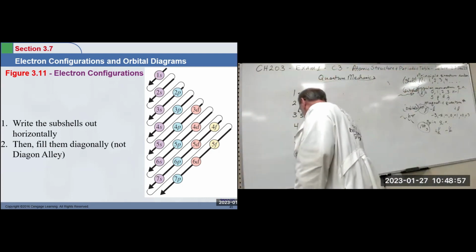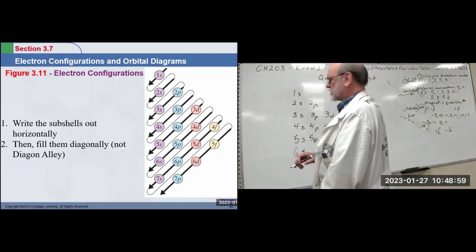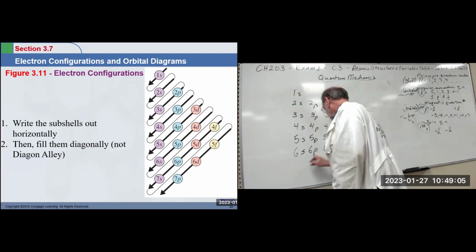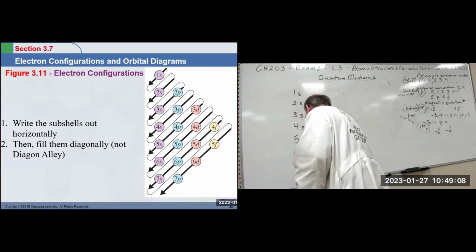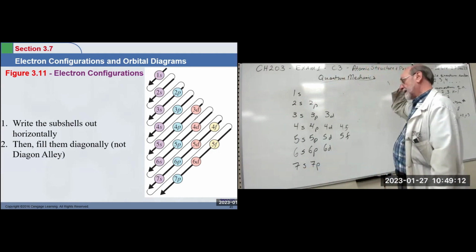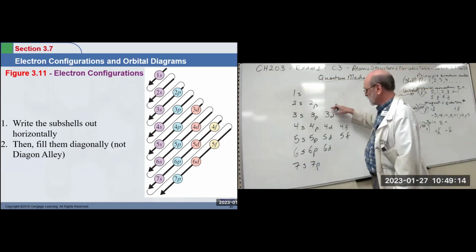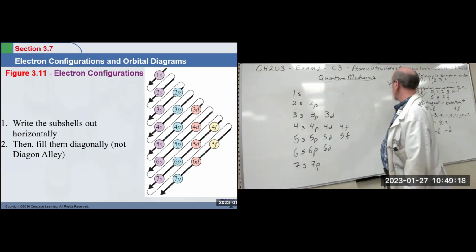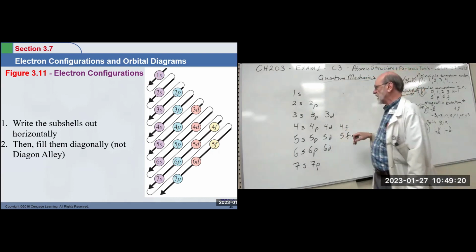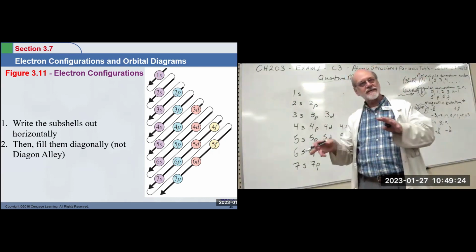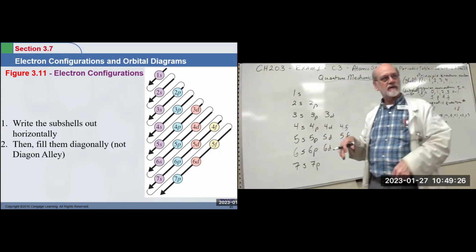Okay, then you go 6. Let's see, how we doing? We're only going to go up here. 6P, 6D, and then 7S, 7P. That's good enough. Okay, so these are the possibilities for each one of these principal quantum numbers, shells and subshells. And if we're going to fill them in order of lowest energy to highest energy, we use the diagonal.